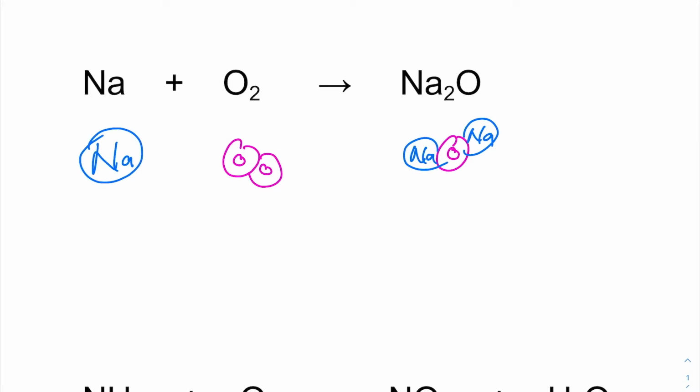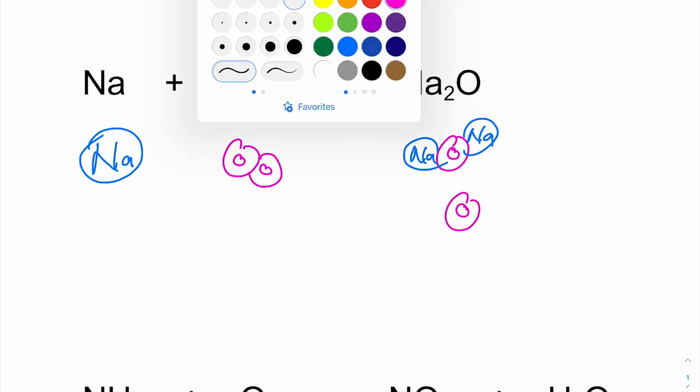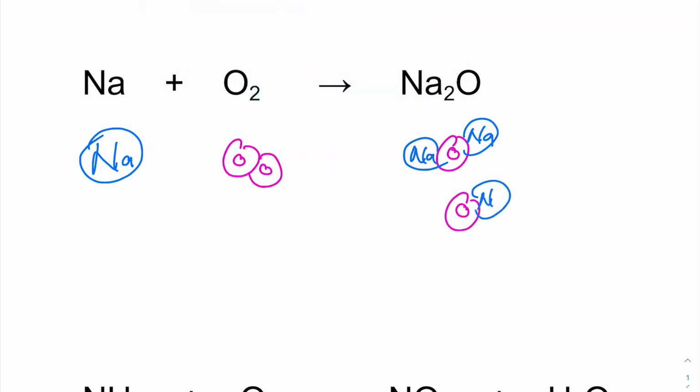So you can see there's 2 problems here. We've got 2 sodiums on the right and only 1 on the left, and we've got 1 oxygen on the right and 2 on the left. So we can fix either one of those. First, I'm going to fix up the oxygens, so I'm going to draw another Na2O on the right hand side. And that fixes up the oxygens, but now it increases the sodiums on the right hand side to 4. So I need to draw another 3 sodiums on the left hand side.